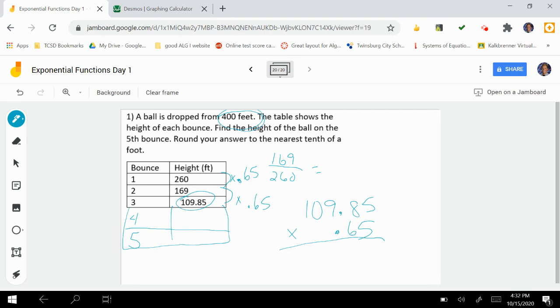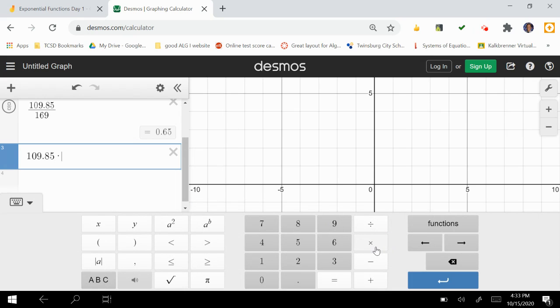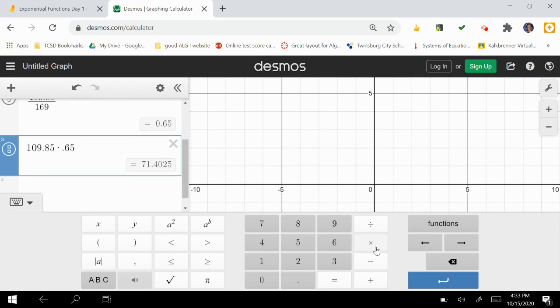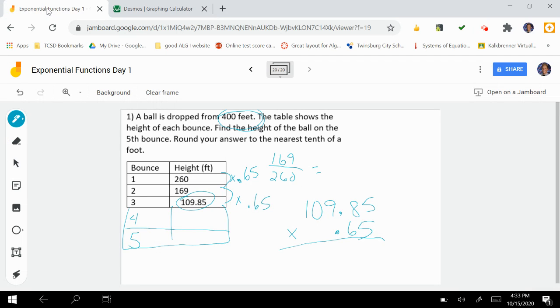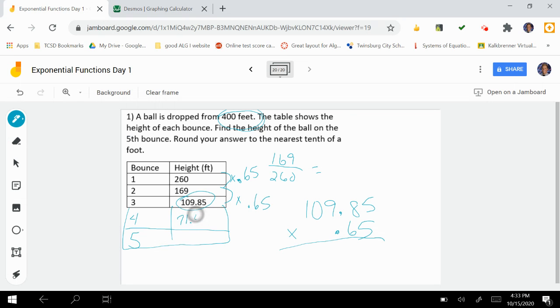We can do the long multiplication, or why do that? 109.85 times 0.65, and we get 71.4025. And obviously it says round to the nearest tenth. I'm going to wait to do that until my final answer.